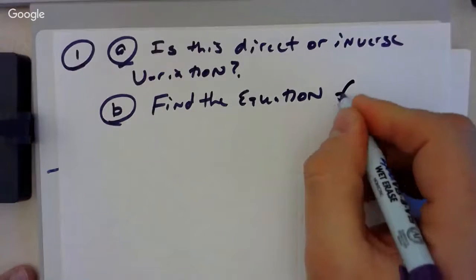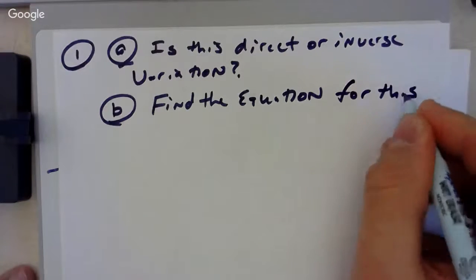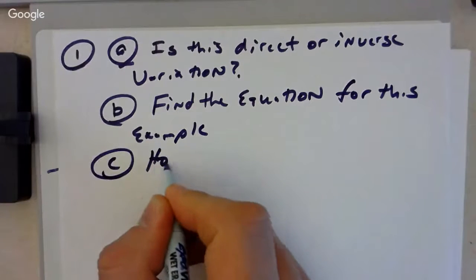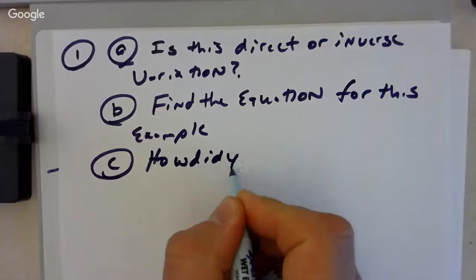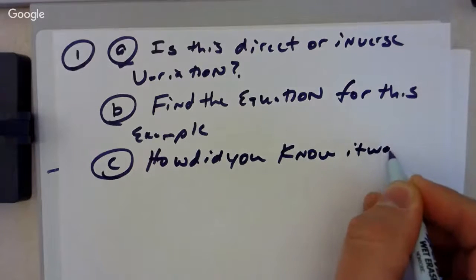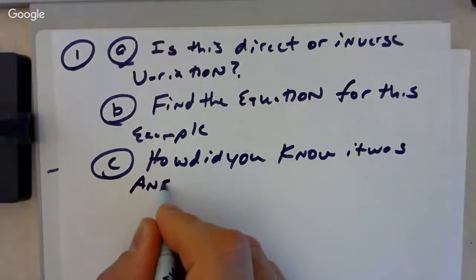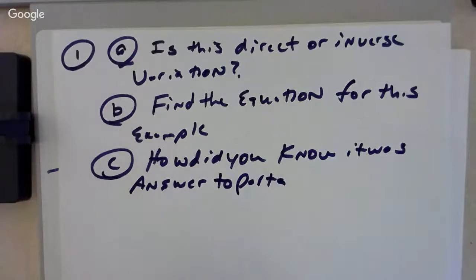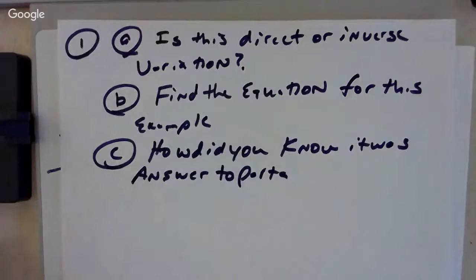Okay, find the equation for this example. And then part C, how did you know? It was the answer to part A. Do you have to have both, or can you just have one? You don't have to have both, just one of the two. These are each worth 1 point, 3-point daily quiz.